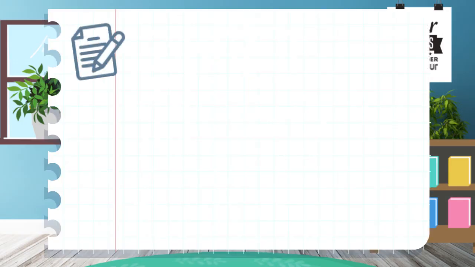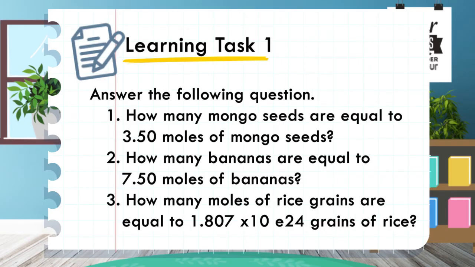Now, it's your turn. Here's your learning task number 1. Answer the following question. Number 1. How many mango seeds are equal to 3.50 moles of mango seeds? Number 2. How many bananas are equal to 7.50 moles of bananas? Number 3. How many moles of rice grains are equal to 1.807 times 10 to the 24th power grains of rice?